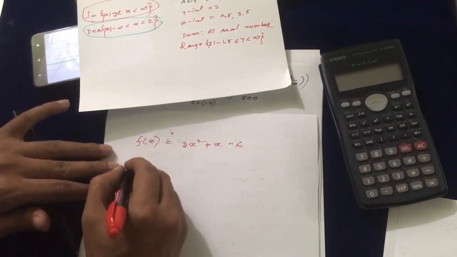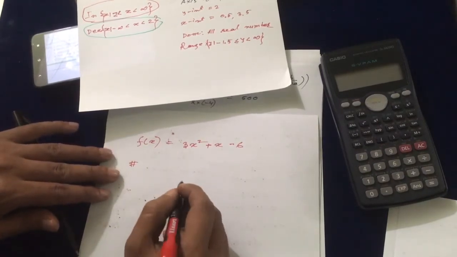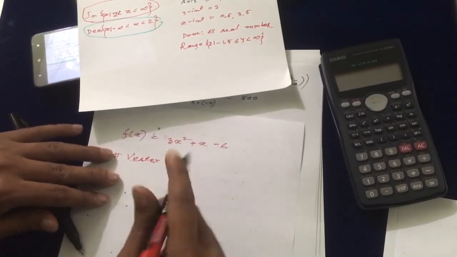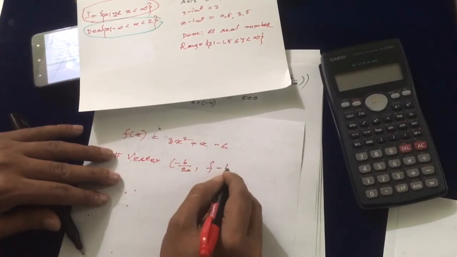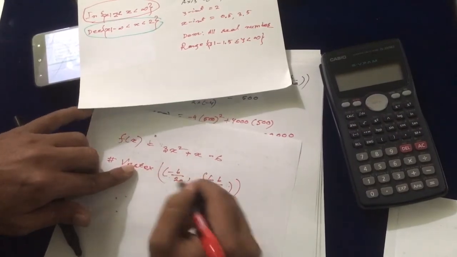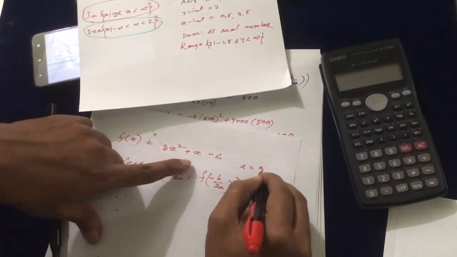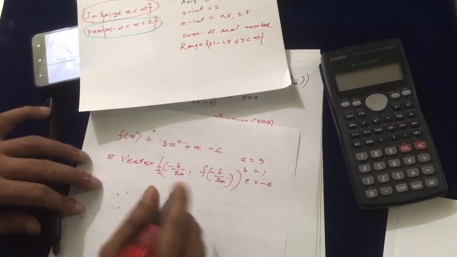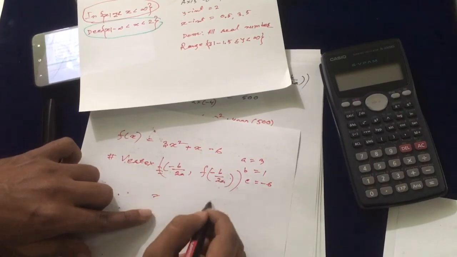Well, the rules are pretty much the same, as simple as the other process. First you will find the vertex, and the vertex formula is minus b over 2a, comma f of minus b over 2a. What are a, b, c? Bracket is already given here. So a equals 3, b equals 1, c equals minus 6. If you put these values in this formula, you will get the vertex. This is the x value of the vertex, and this is the y value of the vertex.